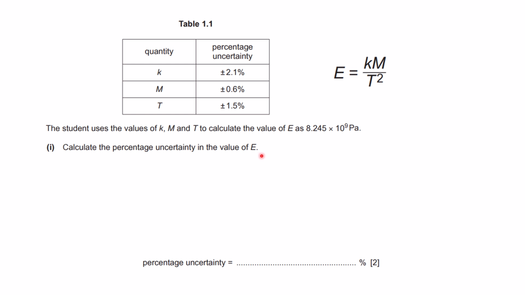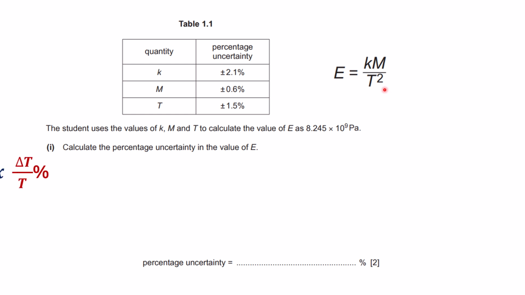Before you do anything, you have to look at the formula and find the variables. If you are going to find the percentage uncertainty of E, you don't have to rearrange this formula, it's ready to go. But the variables that we need to look at are K, we have, M, we have, and T, we have, but T is squared. So there are some adjustments you have to make in order to get this right.